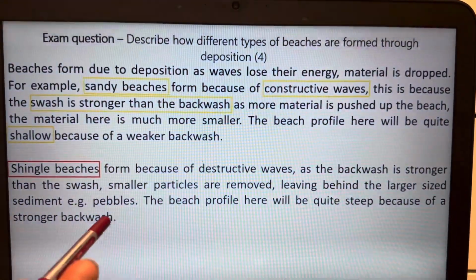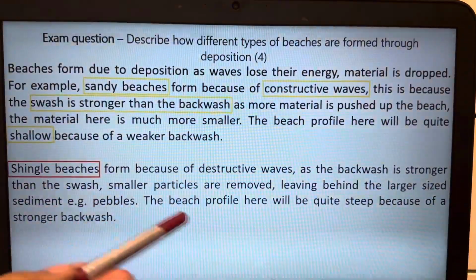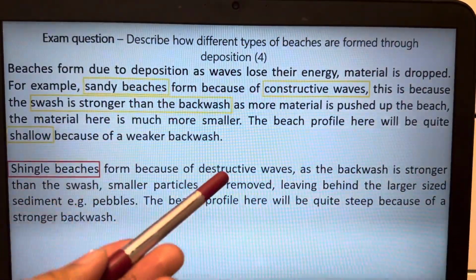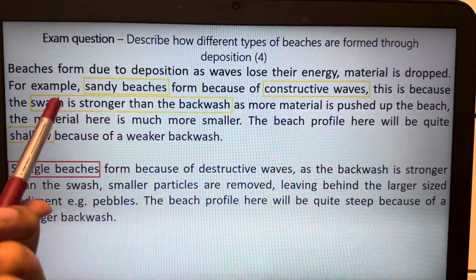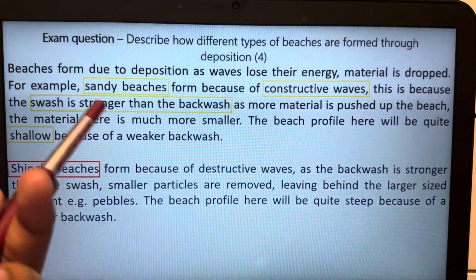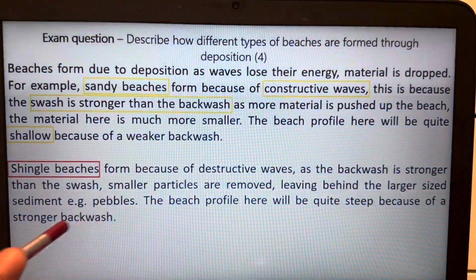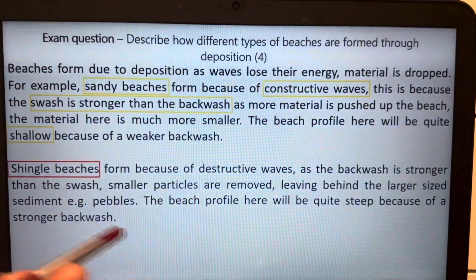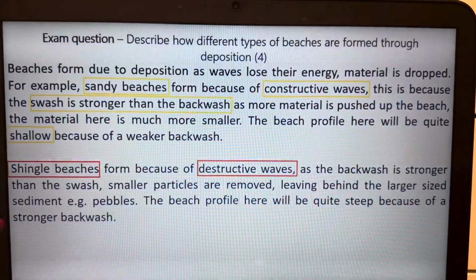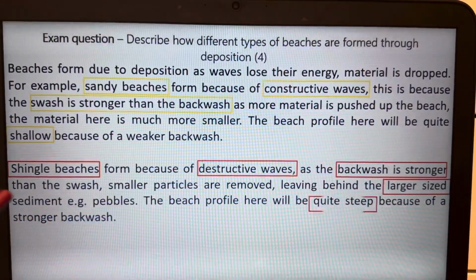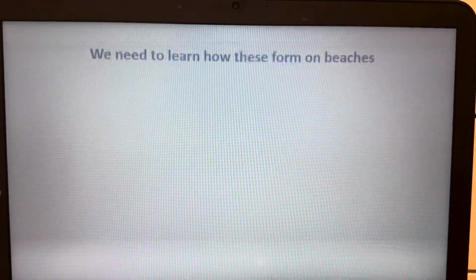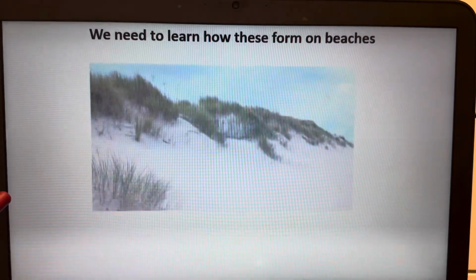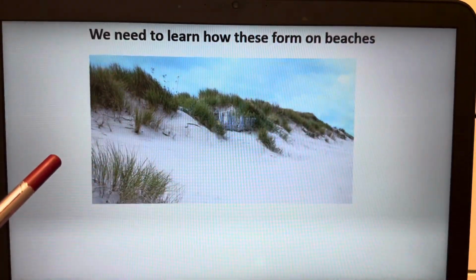They want to know that you can describe the two types of beaches based on wave energy, what kind of beaches form. So this one, obviously, constructive waves, weaker energy, so there'll be lots of sand here. There'll be lots of pebbles left behind here because the smaller sand is taken away because the waves are stronger. So again, make sure you mention all these kind of words. You should be quite okay. Let's look at sand dunes very shortly now.